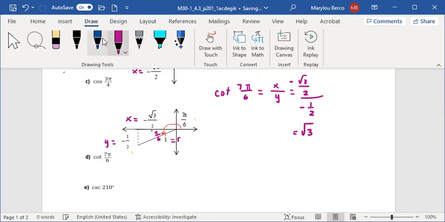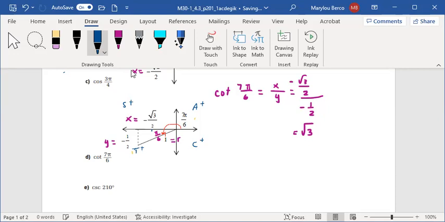And just to review the CAST rule, cosine is positive, all are positive, sine is positive, and tan is positive in this quadrant. If we take a look, our cotangent will be positive in quadrant 3, so therefore this looks like we're on the right track. Cotangent 7 pi over 6.